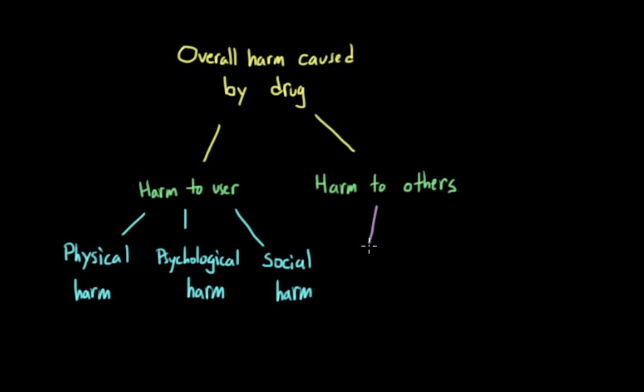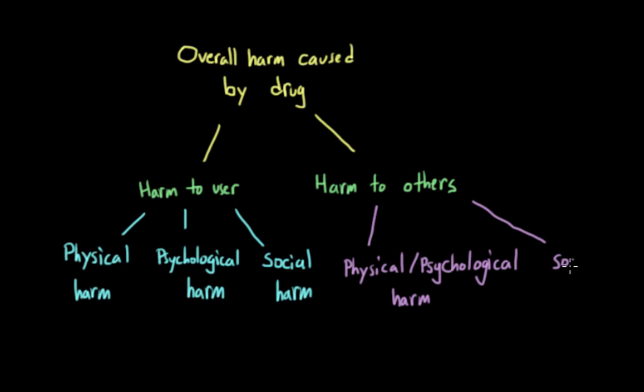In terms of harm done to others, we have physical and psychological harm, which have been lumped into one group. And that could include things like domestic violence, or bystanders that are involved in traffic accidents. And then we have social harms to others, and that includes a whole number of things, like crime or damage done to the environment from the manufacture of that substance.